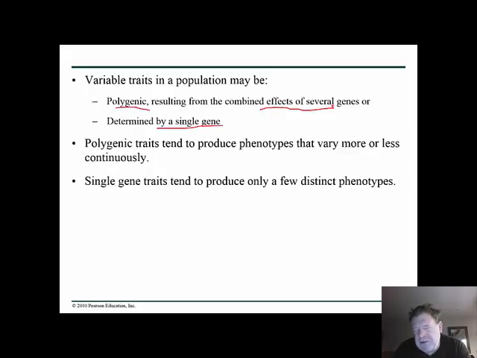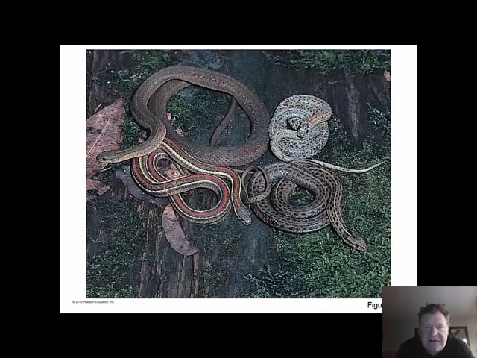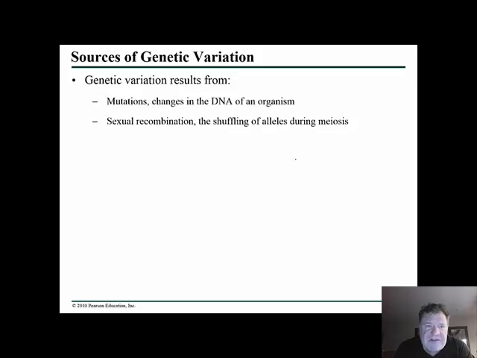And again, when we were looking at genetics, we looked at this polygenic effect in things like skin color or height, etc. Polygenic traits tend to produce phenotypes that vary more or less continuously. Single gene traits tend to produce only a few distinct phenotypes. And so here is the color of various garter snakes, and we can see this here. And then we have our own variety of garter snake in the San Francisco Bay region.